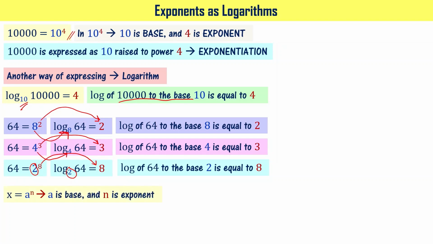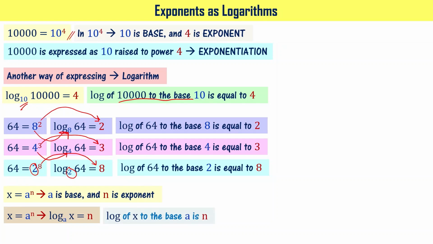What you must have understood is when I have x equal to a power n as shown here, a is base and n is exponent, right? When you convert this into logarithmic form, you write it as log of x to the base a equal to n. I hope you understood this. Here a and x are positive numbers and a should not be equal to 1. Please take a note of this particular point.